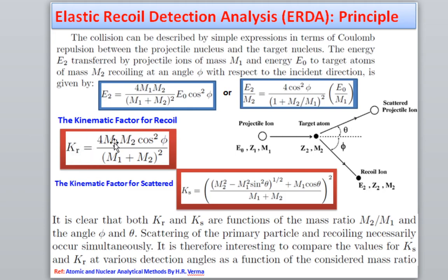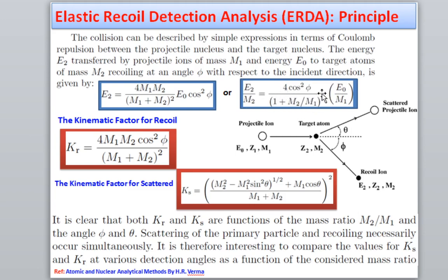If you do the calculations, you will get this equation first: E2 equals 4 m1 m2 upon (m1 plus m2) square, E0 cos square phi, where phi is the scattering angle. Or you can write it in terms of E2 upon m2, the ratio of energy and mass of the recoil, and the energy of the projectile, which will be equal to 4 cos square phi upon (1 plus m2 upon m1) square.